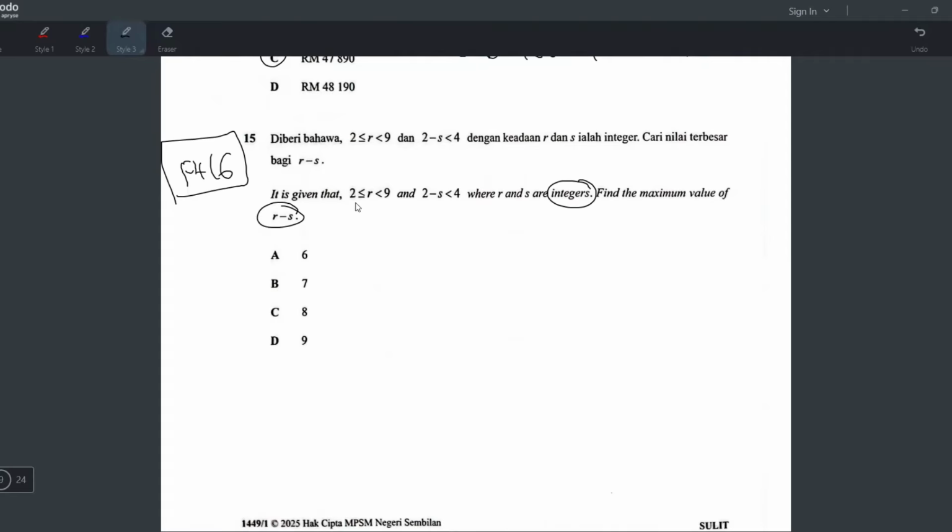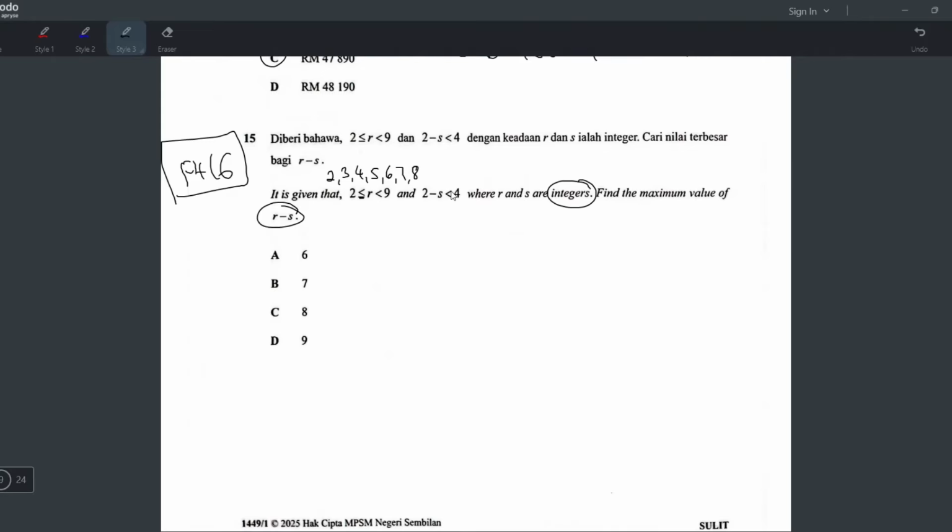In order to find R minus S, first you need to list out all the possible values of R and all the possible values of S. So for R, what are all the possible values? They said R is between 2 and 9. So what's in between 2 and 9? 2, 3, 4, 5, 6, 7, 8. The 9 cannot be included because there's no equal sign here. If there's no equal sign here, that means the 9 cannot be written. But the 2 can be written because there's an equal sign here. So these are all the possible values for R.